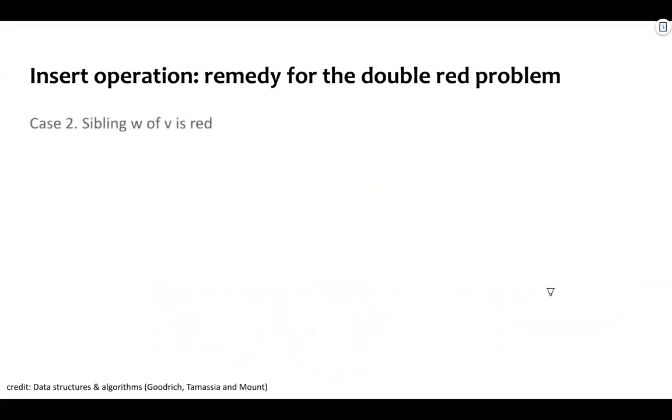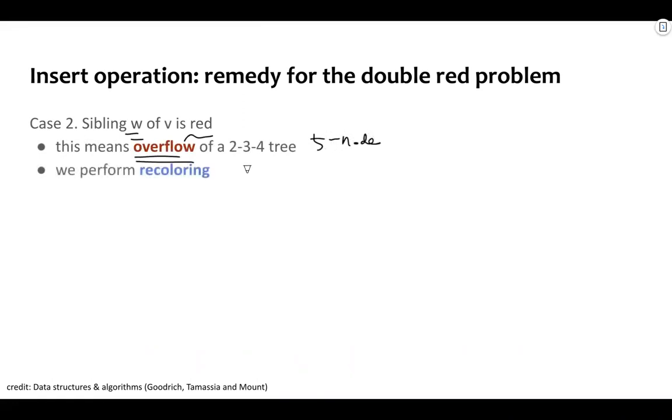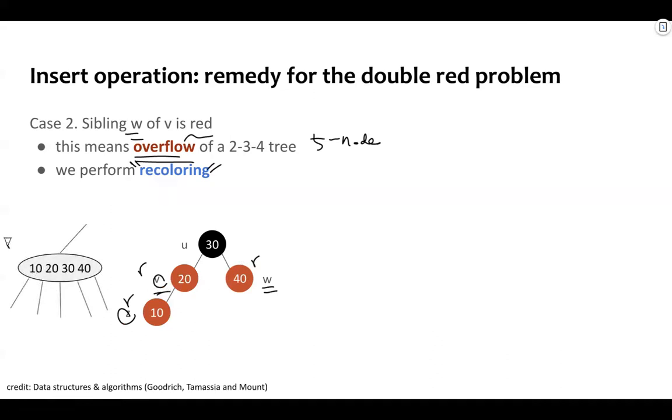And the case 2 is when the sibling W is red. And what does it mean? This means overflow. It is a 5-node. And we're going to perform something called recoloring. So this is the case. D was red, V was red, and the sibling of V is also red. And this corresponds to this case, 5-node.